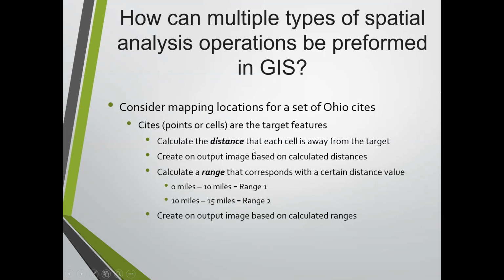So it's going to calculate the distance that each cell is away from the target, or each contour is from the target. It creates an output image based on your calculated distances. And then you can convert that into a range that again correlates to the value. So you can say, all right, I want to reassign anything from 0 to 10 as range 1, 10 to 15 is 2, like we just talked about. And on raster, then you can color code those. So range 1 might be red, range 2 green, those kind of things. And you get that output image.